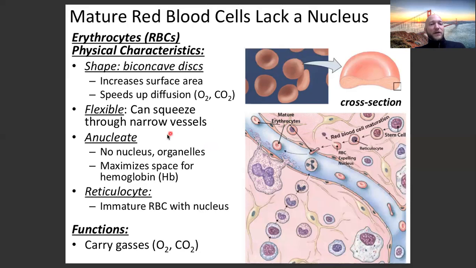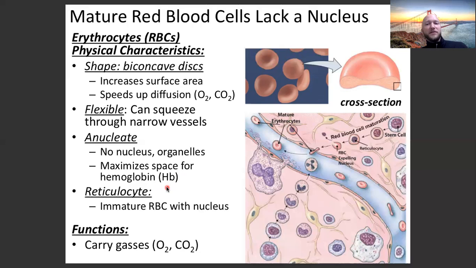All right, so red blood cells are anucleate. They don't have a nucleus or organelles. This maximizes space for hemoglobin. Remember, oxygen is not very soluble in water, and our body's way of increasing the carrying capacity of our blood for oxygen, its response, are red blood cells and hemoglobin. Red blood cells are basically sacs of hemoglobin.